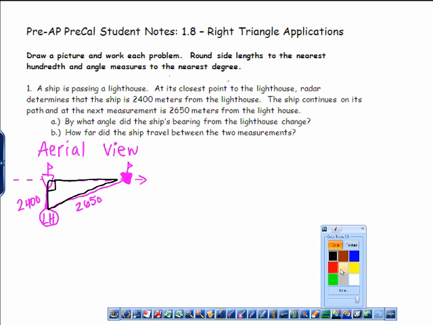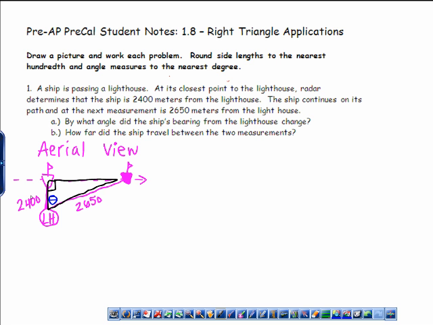This is asking us, first, by what angle did the ship's bearing from the lighthouse change? We're going to talk much more about bearings later, but this is talking about a bearing from the lighthouse, so it has to be the angle down here. It cannot be the angle up here. So what is that angle of rotation?